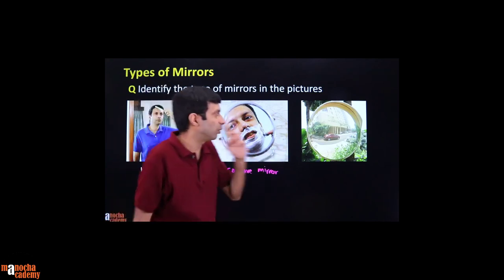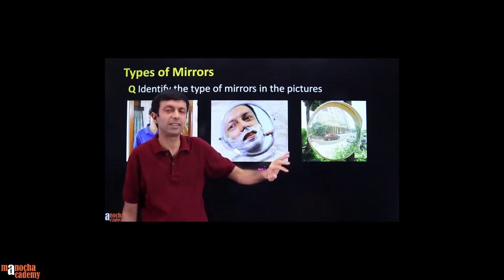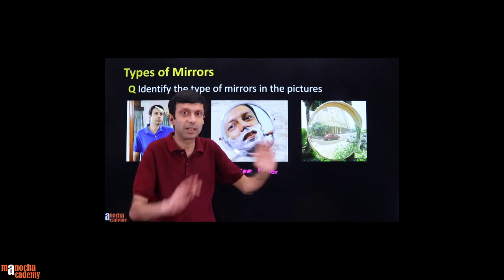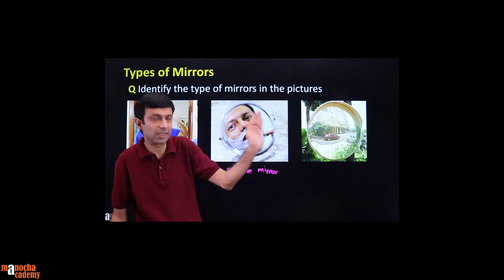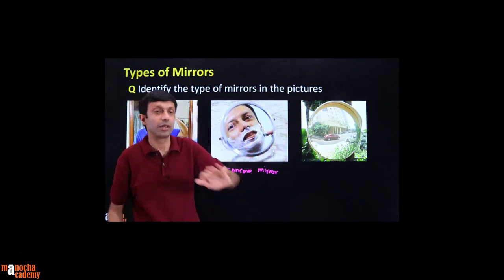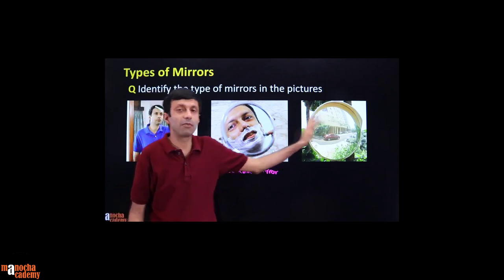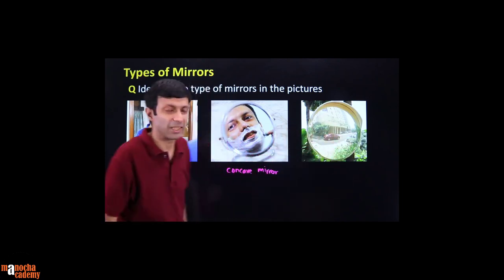And this last one that you see, you have seen this at street intersections or in parking lots. You have seen this kind of mirror. The advantage is it gives a greater field of view because it is curved, bulging outwards. So it gives a greater field of view. You are able to see more, and it is curved outwards. This is a convex mirror.